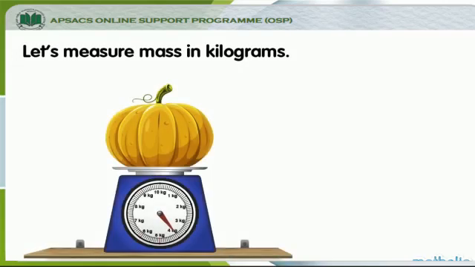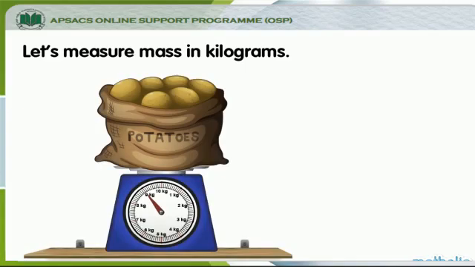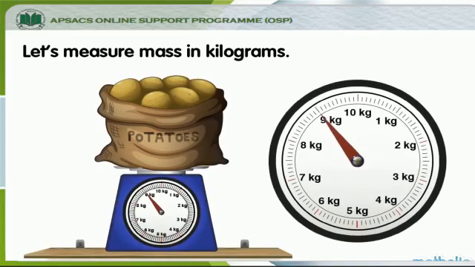Let's measure the mass of the pumpkin. The needle is pointing at 4 kilograms. The mass of the pumpkin is 4 kilograms. Let's measure the mass of the potatoes. The needle is pointing at 9 kilograms. The mass of the potatoes is 9 kilograms.